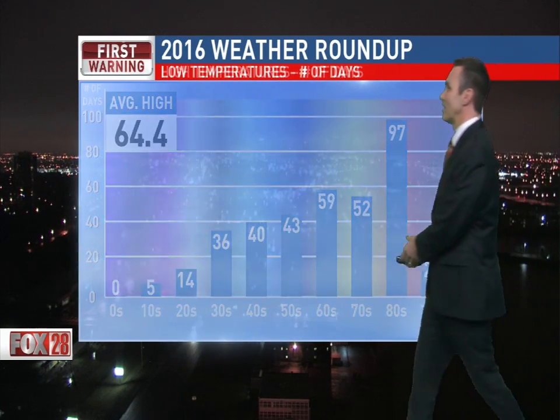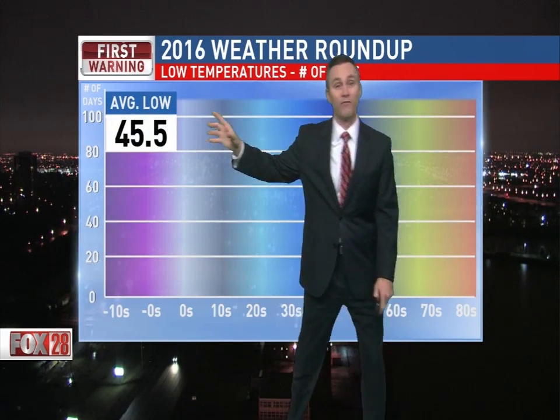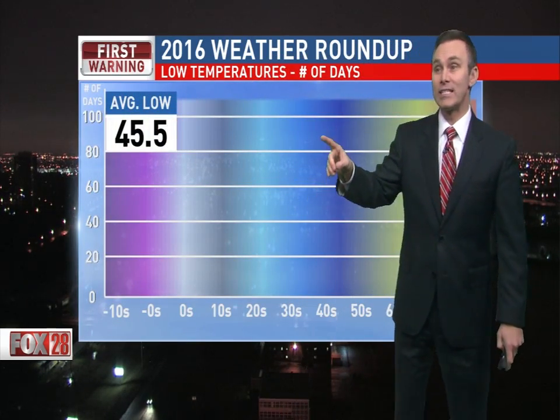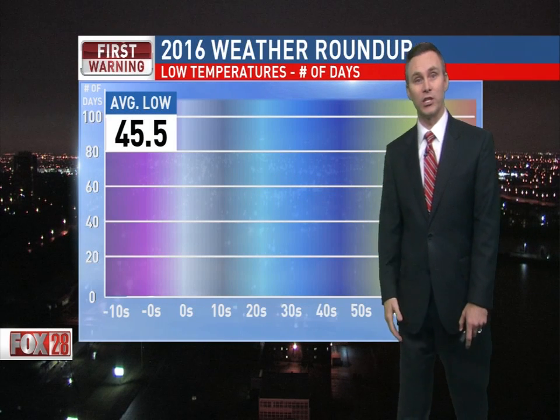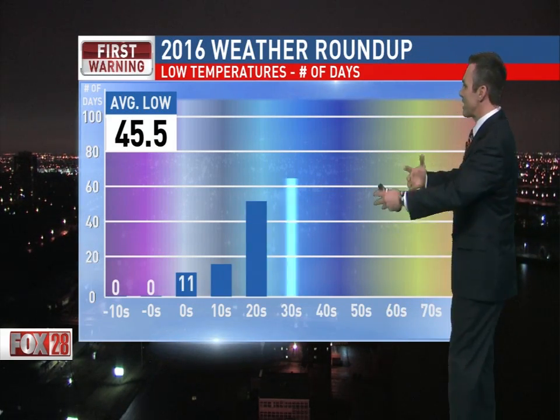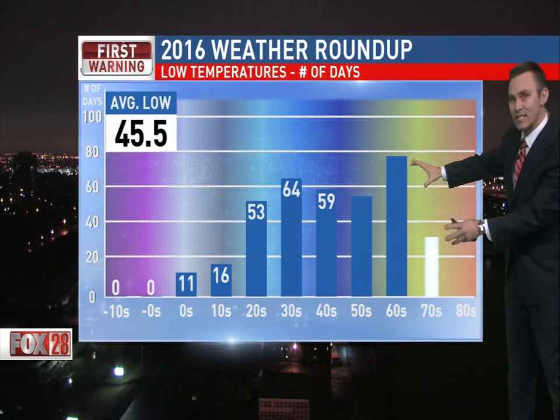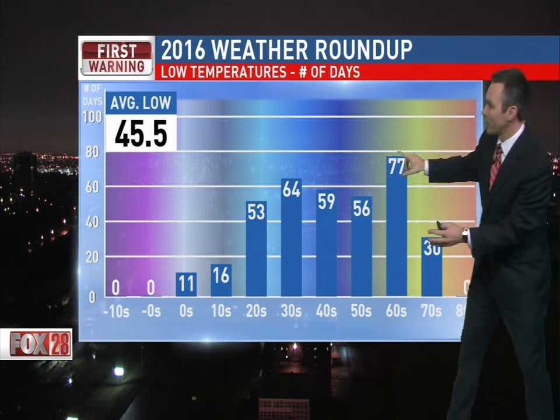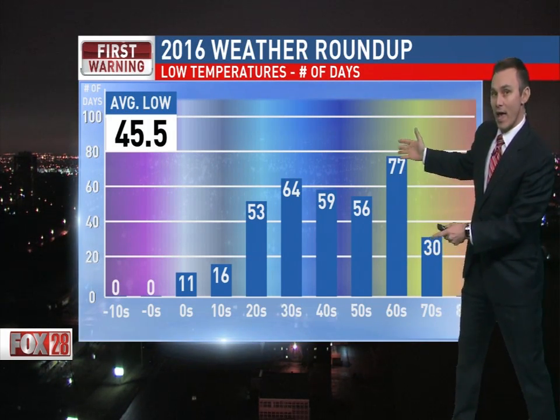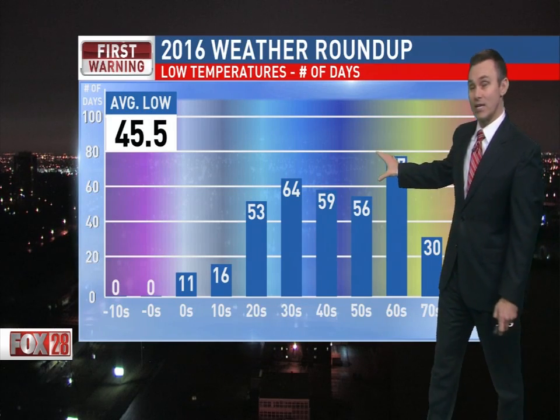All right, so let's talk about the low temperatures. The average was 45.5. That was 2 degrees above normal, tied for the 12th warmest when you look at the low temperatures on the day. So this is how they all broke down. Again, you can see that the most frequent was back over here on this edge. This is the 60s. We had 77 days with lows in the 60s.